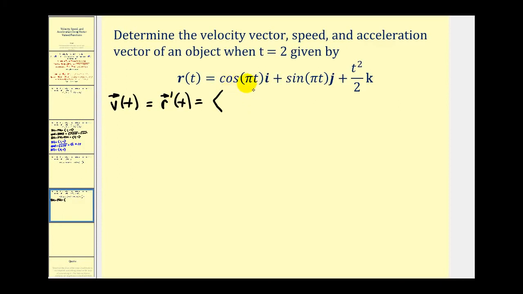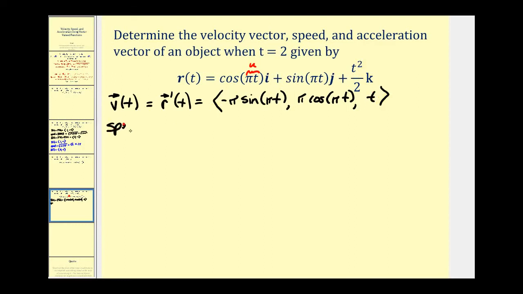Well, the derivative of cosine pi t, here we will have to apply the chain rule. Derivative of cosine u is going to be negative sine u times u prime. That's going to give us negative sine pi t times pi, or negative pi sine pi t. For the y component, the derivative of sine pi t is going to be cosine pi t times pi, or pi cosine pi t. And then the derivative of t squared divided by 2 is just going to be t.